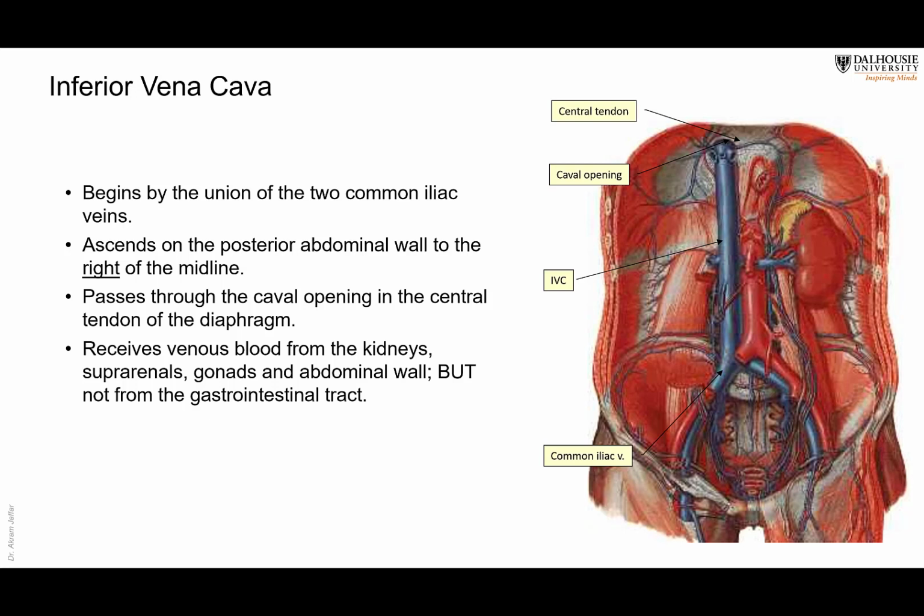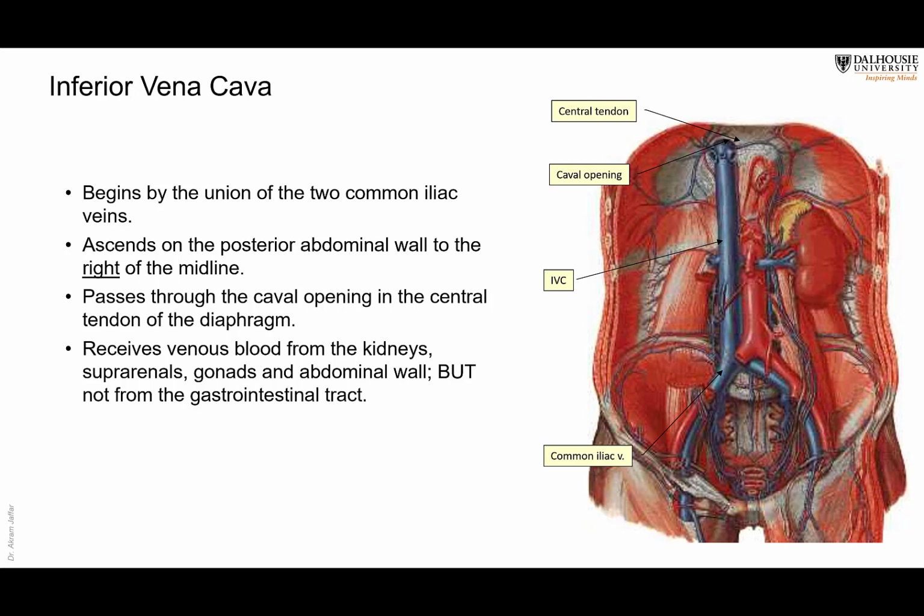So it receives venous blood from the kidneys, suprarenals, gonads, abdominal wall, but not from the gastrointestinal tract. So there's no vein draining into it, bringing the blood from the GI, because all this venous blood goes to the portal circulation. It goes to the liver, and then from the liver, it opens into hepatic veins into the inferior vena cava. It drains the gonads. Yes, the gonads are the testis and the ovaries.